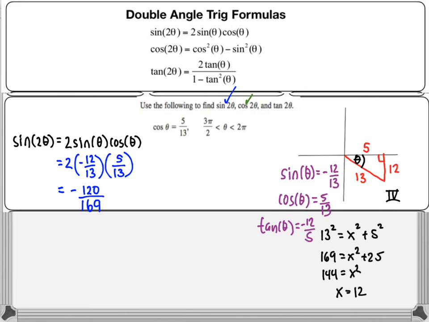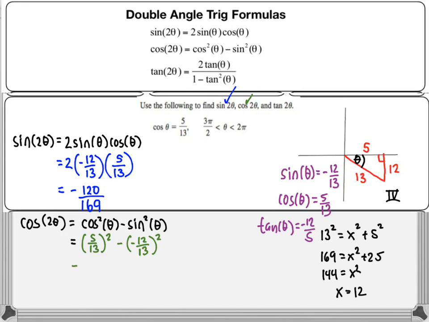So let's write the formula. Throwing the values in, you can see why I wrote them off to the side, because we're going to keep using them over and over again. So we have 5 over 13 squared minus the sine value here of a negative 12 over 13 squared. And so at the end of the day, putting this in our calculator, we get yet another yucky number. It is going to be a negative 119 over 169.